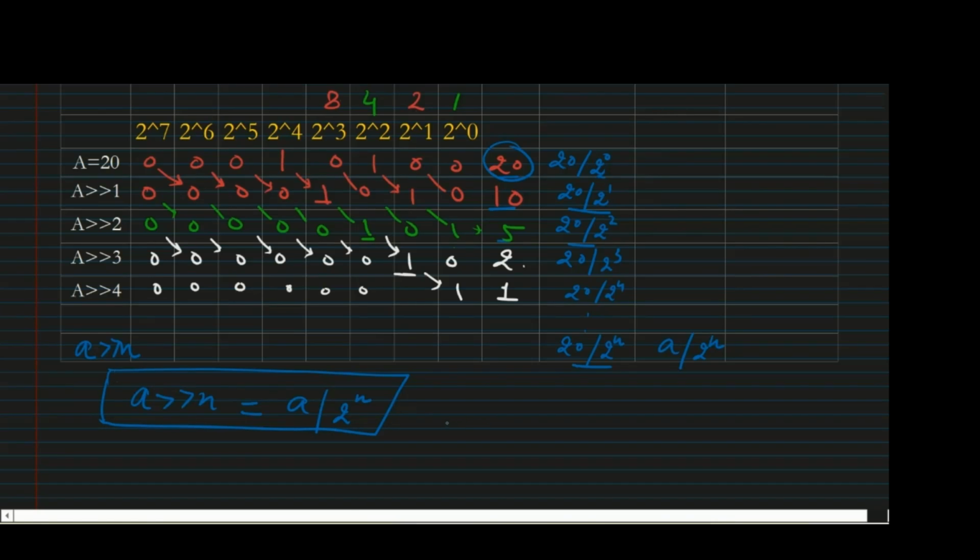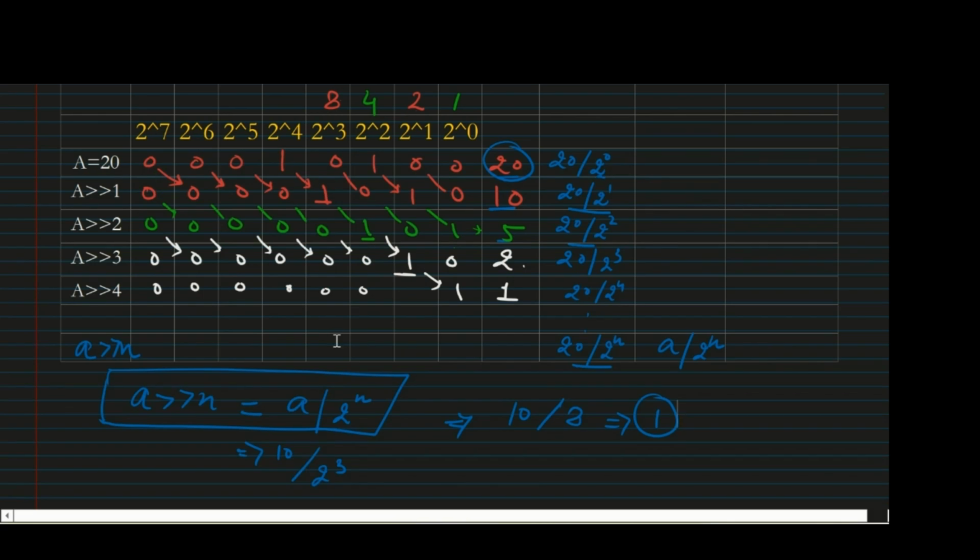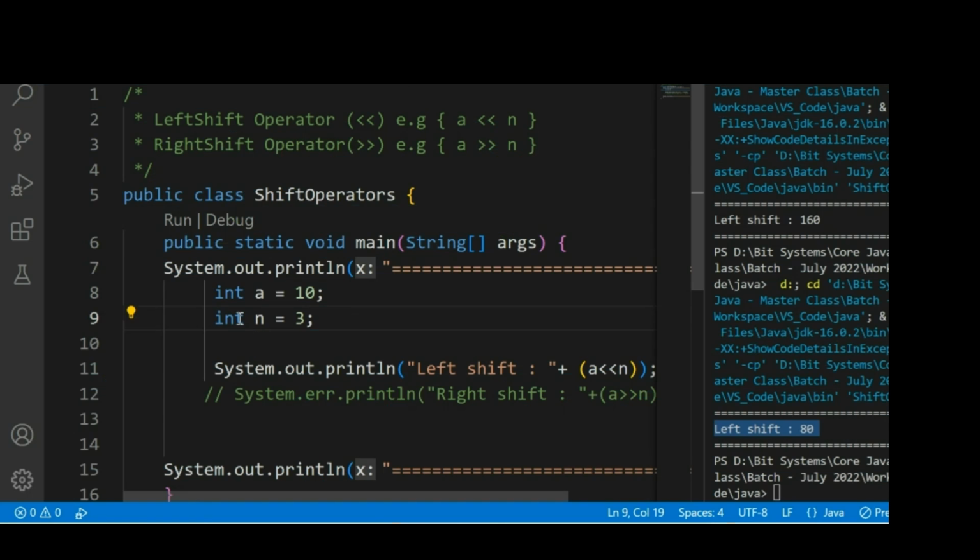Let's do a quick dry run. Let's do it for 10 and 3. So if we replace A by 10 and n by 3, it is 10 divided by 2 raised to the power 3, which is 10 divided by 8, and 8 ones are 8, and it will give us 1. So shifting 10 towards right by 3 should give us 1.